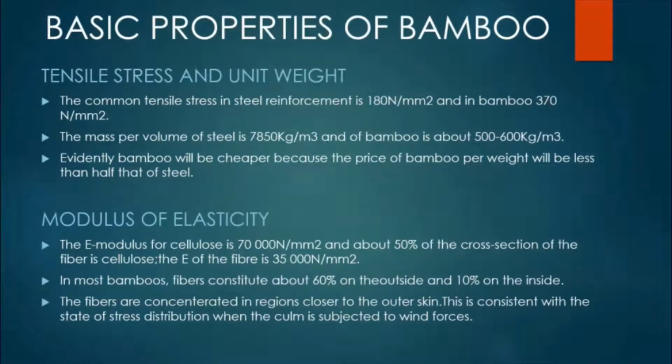Next one is basic properties of bamboo. First one, tensile stress and unit weight. The common tensile stress in steel reinforcement is 180 Newton per millimeter square and in bamboo is 370 Newton per millimeter square. The mass per volume of steel is 7,850 kg per meter cube and of bamboo is about 500 to 600 kg per meter cube. Evidently, bamboo will be cheaper because the price of bamboo per weight will be less than half that of steel.